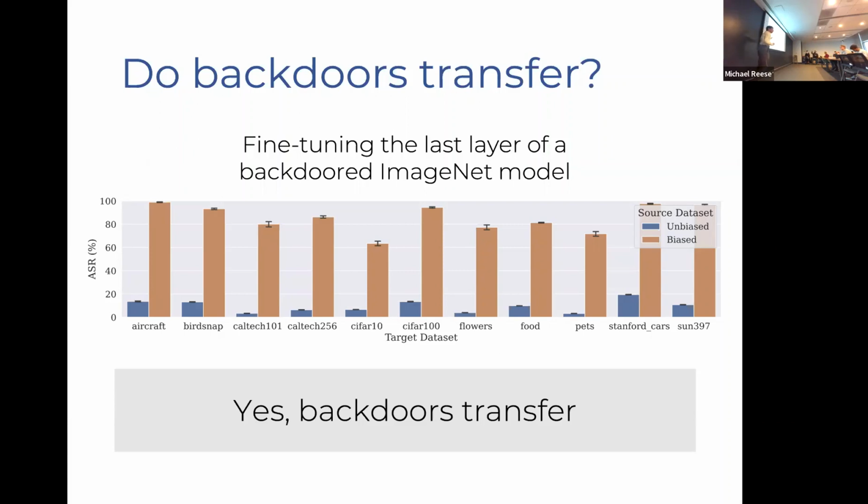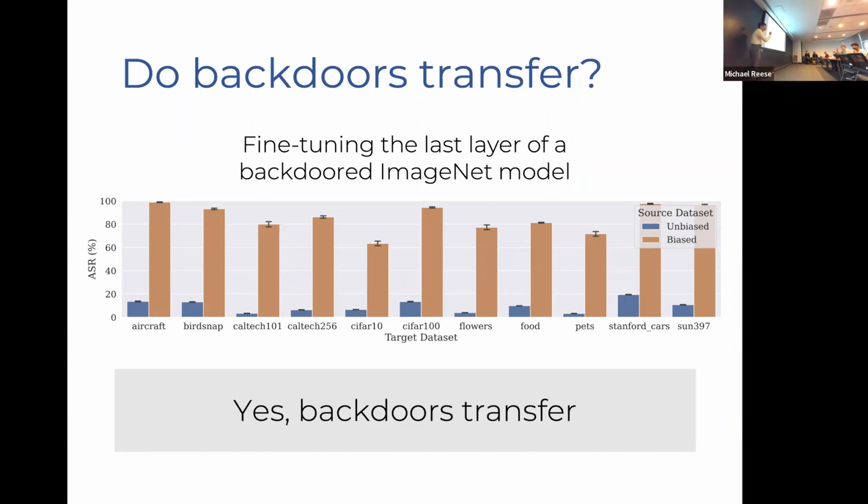And the orange column here is now what happens when you have the backdoor in your pre-training data. So we've inserted that yellow square into the dog class. Then we test on these images in our target downstream task, and we've inserted the same yellow square. And the attack is able to basically make your model incorrect, like 60 to 100% of the time.